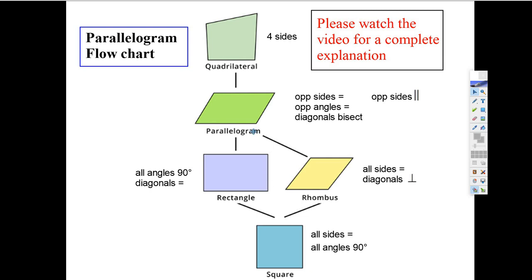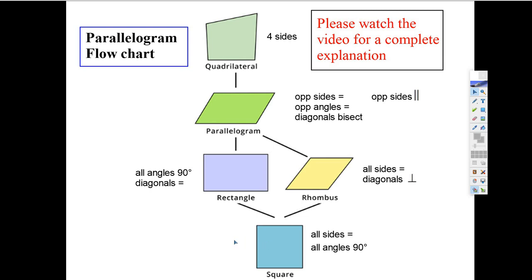Now, a square is a special type of parallelogram. It's a special type of rectangle. It's even a special type of rhombus, where all the sides are equal. Well, you know that about a square, but all the angles are 90 degrees. The way this flowchart works is really important.